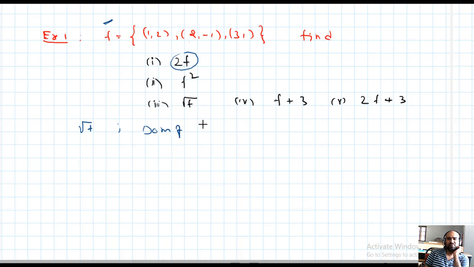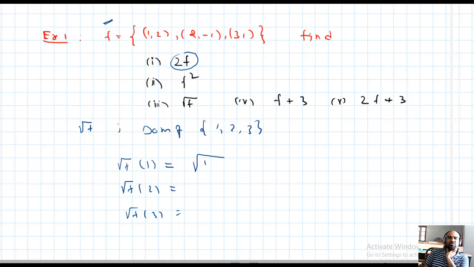Okay, in this problem, domain same, 1, 2, 3. So what do I want? Root over f of 1 image I want. Root over f of 2 image I want. Root over f of 3 image I want. According to the formula, this can be written as root f of 1, that is equal to root 2. Yeah, root over f of 2.